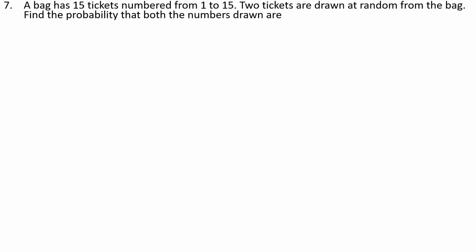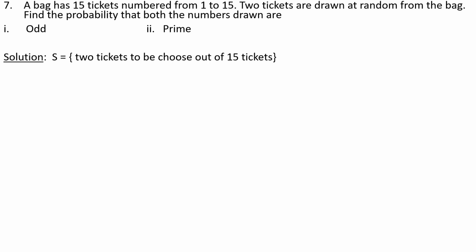A bag has 15 tickets numbered from 1 to 15. Two tickets are drawn at random from the bag. Find the probability that both the drawn numbers are odd numbers or both are prime numbers. Now, we have to choose two tickets out of 15 tickets. Therefore, number of elements in the sample space is 15C2. That will be equal to 15 factorial divided by 15 minus 2, 13 factorial into 2 factorial. That is 15 into 14 divided by 2, that is 15 sevens are 105. The total elements in the sample space is 105.